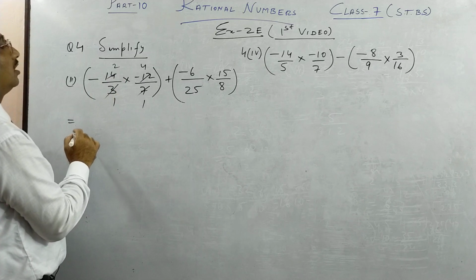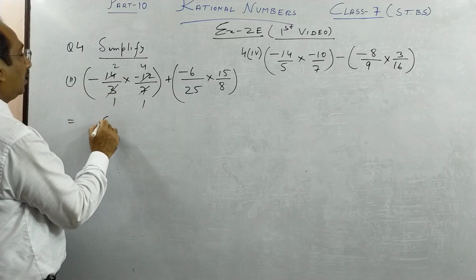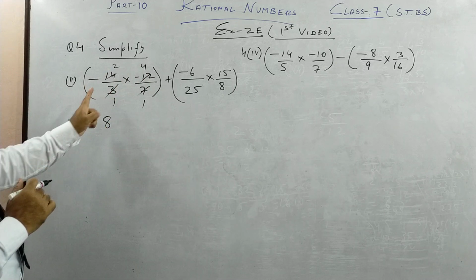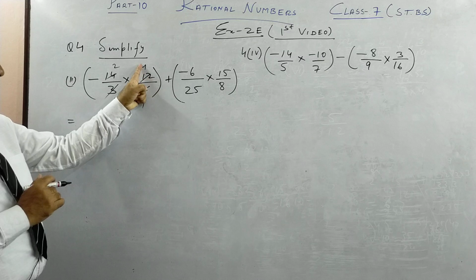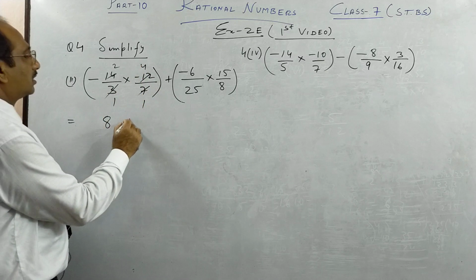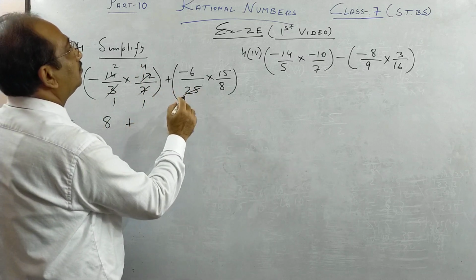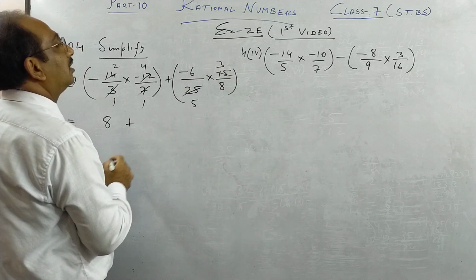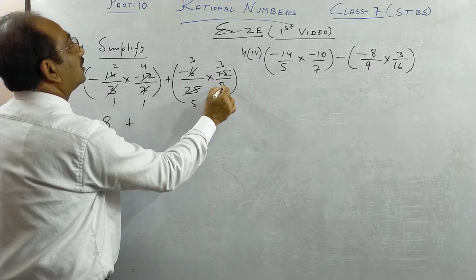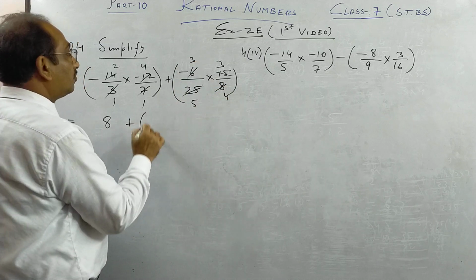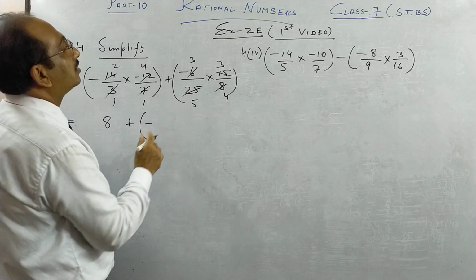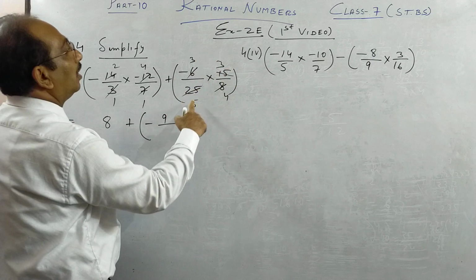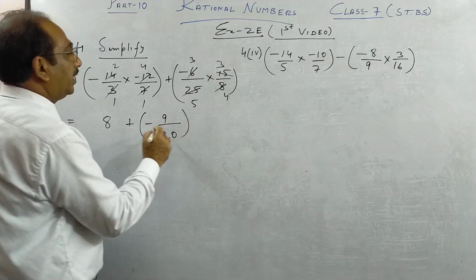So finally we are left with 8. 2 fours are 8, minus minus has become plus. So once more, 3 fours are 12, 7 twos are 14. Plus comes here. Here if you see, 5 fives are 25, 5 threes are 15. 2 threes are 6, 2 fours are 8. Since one minus is there, this is minus. 3 threes are 9, 5 fours are 20.